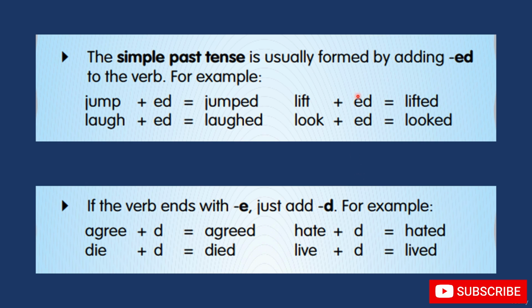So again, in the past simple, we add ed after the verb. But if the verb ends with e, we use only d, not ed, because we already have e. So do not add an extra e. And all of them are regular verbs.